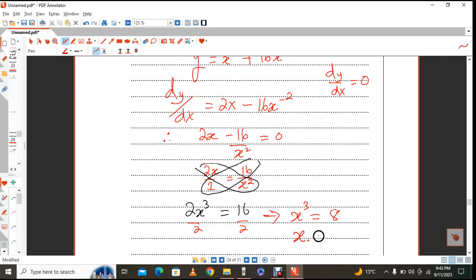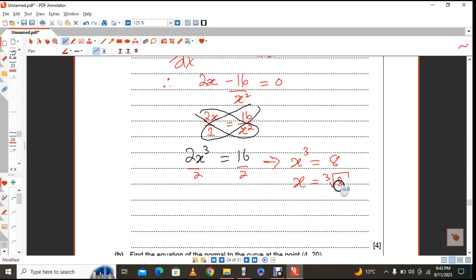Right, so in order for you to have x alone, you need to take the cube root of 8, which is just going to be 2. Please, this is not an even power or even root, so do not go ahead and say positive or minus. So this is 2. Right, so they want us to find the coordinates of the stationary point.